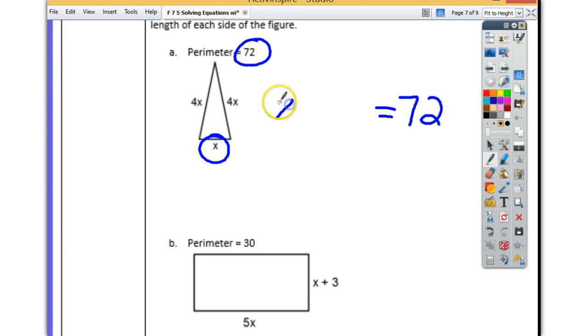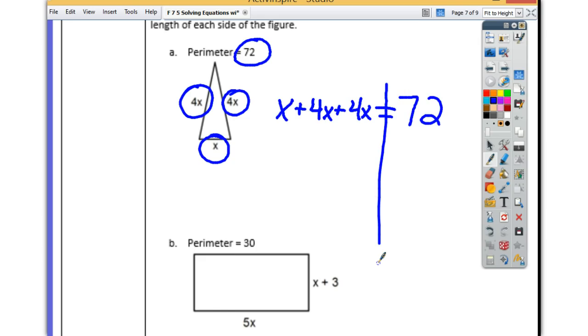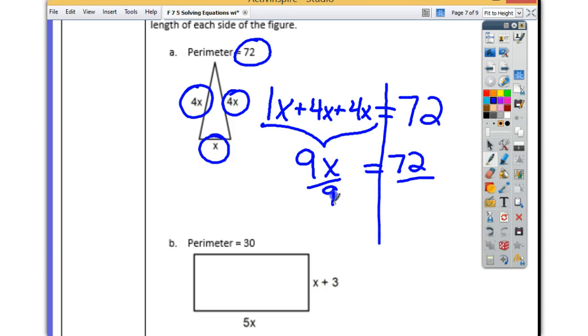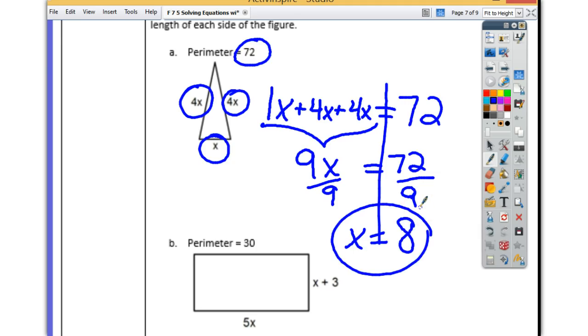So x plus 4x plus 4x. Now I can find the lengths of all the sides. I have 3 terms, 1x, 4x, and 4x. A total of how many x's? Don't say 3, we have 3 terms. But how many x's? Right. 9x equals 72. Divide by 9. What does x equal? What? 8. Everybody goes, ta-da, I'm done, and off to the next problem.